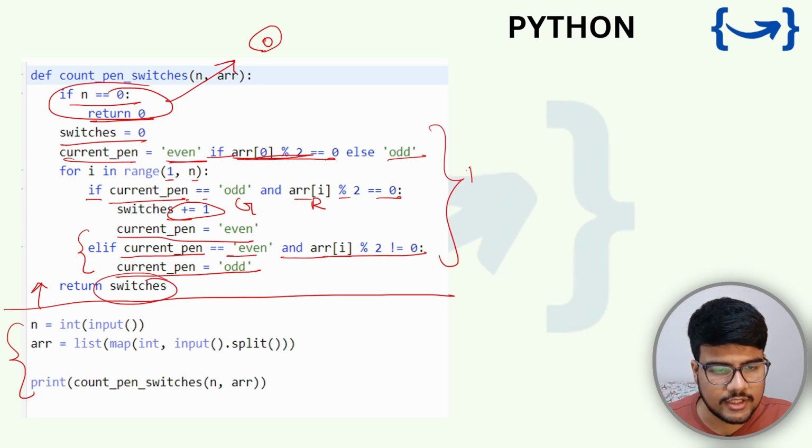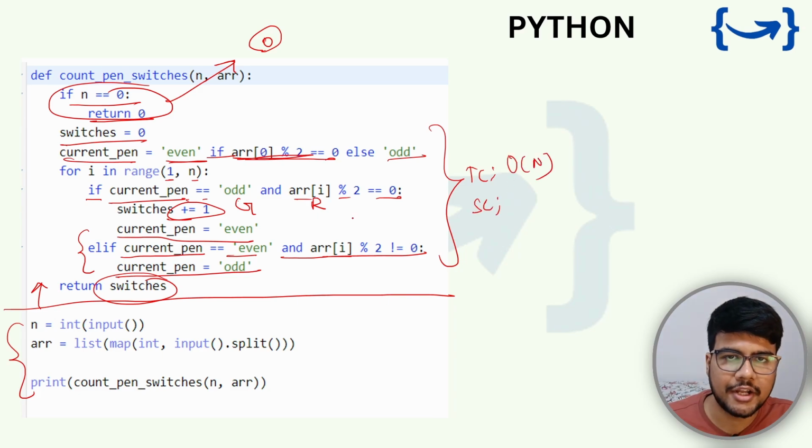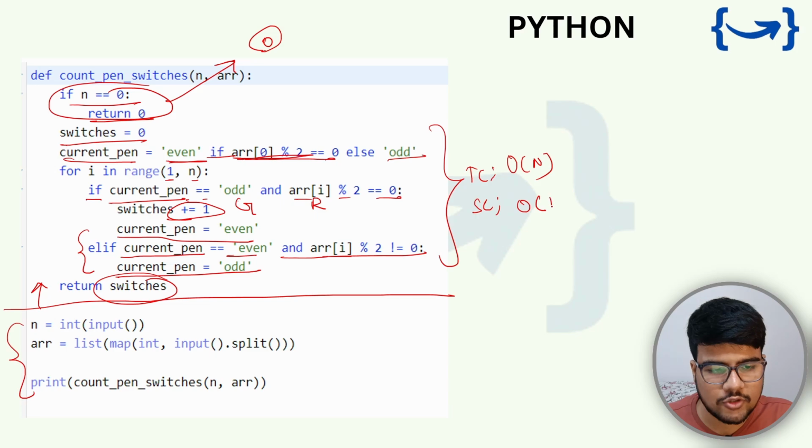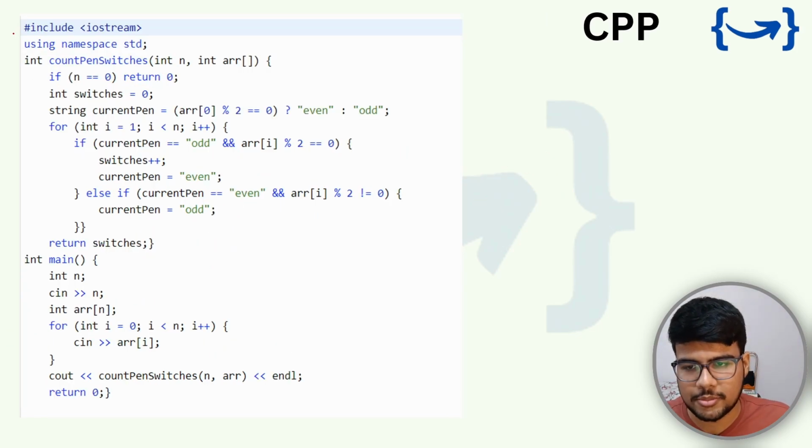So let's discuss the time complexity and the space complexity of this program. It would be O of n because I'm iterating throughout the array, and space complexity would be O of 1 because it's in constant space. Okay, so now let's talk about the C++ code as well.